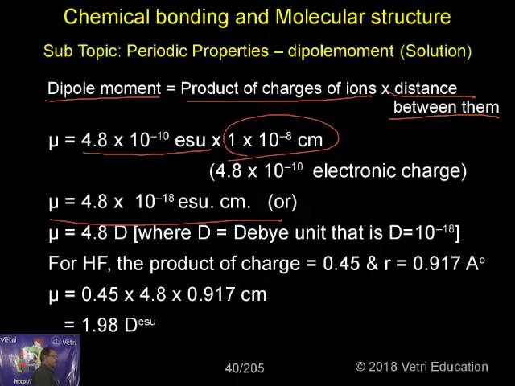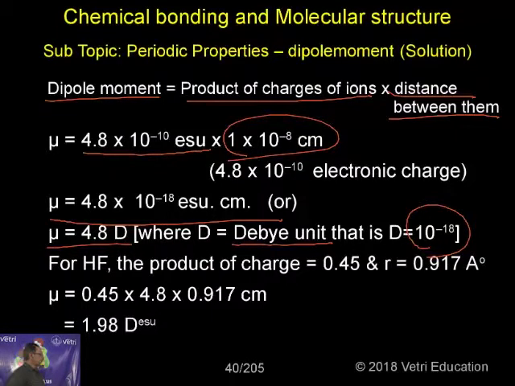So mu equals 4.8 into 10 to the power minus 8 ESU centimeter, or I am introducing a unit called Debye, where 1 Debye is equal to 10 to the power of minus 18 ESU centimeter. So the answer here is mu equal to 4.80 D. This is normally given. For HF, the product of charge is 0.445 and the radius is 0.917 Angstrom, so if you multiply that you will get 1.98 D. That is the Debye unit.